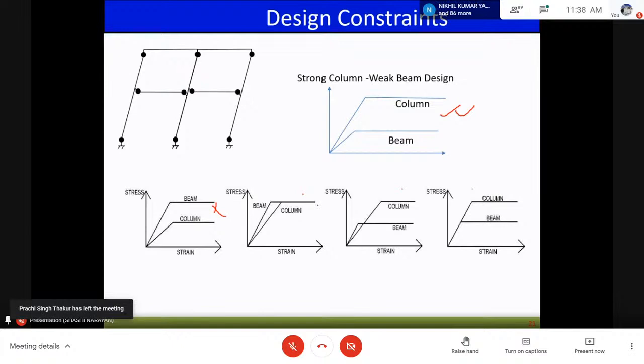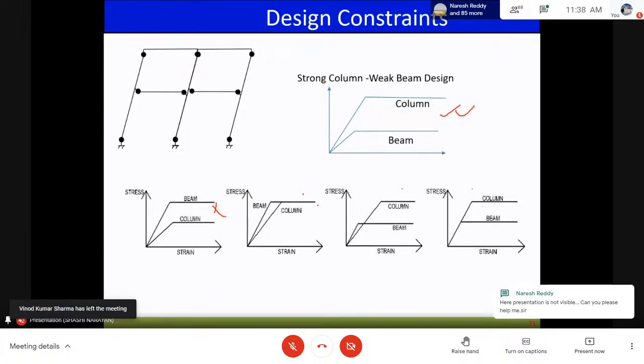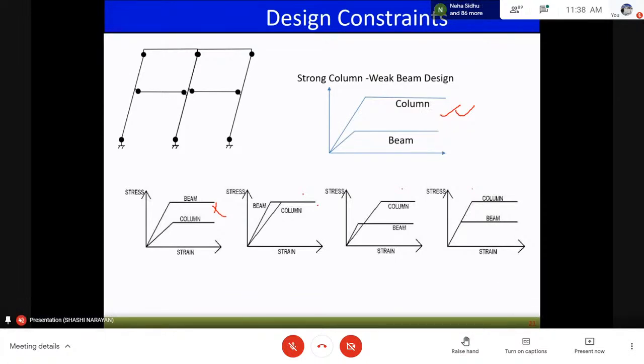We do not want the strength of column and beam to be the same. We do not want the strength of the beam to be more than that of the column. We also do not want the stiffness of the beam to be more than that of the column. So this is what we desire to have.